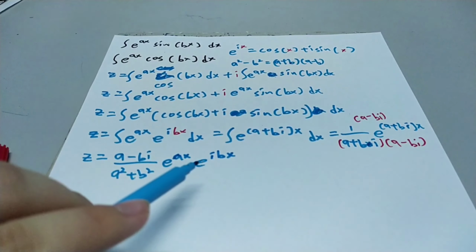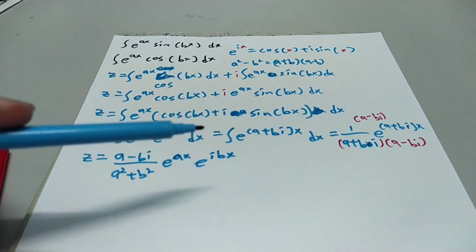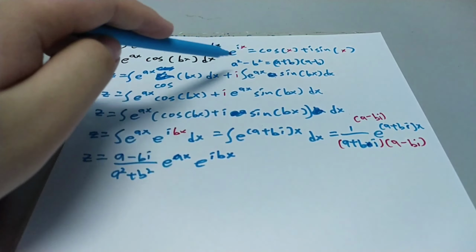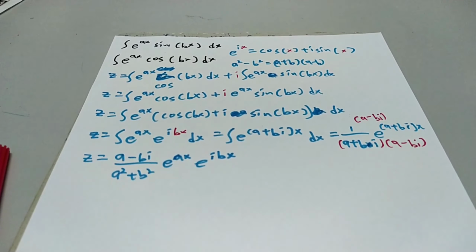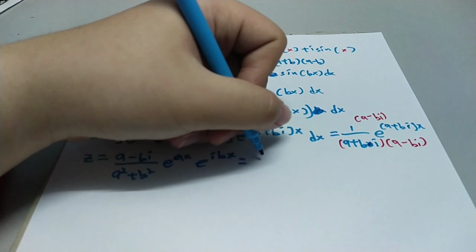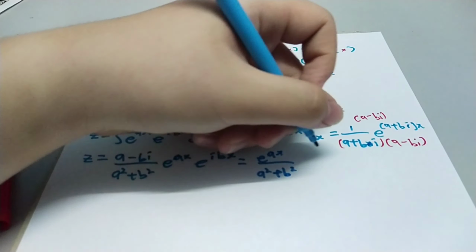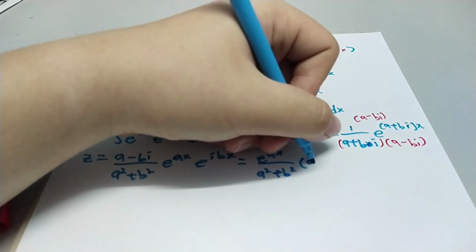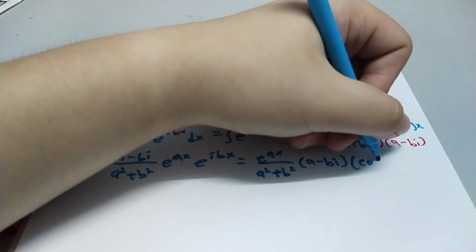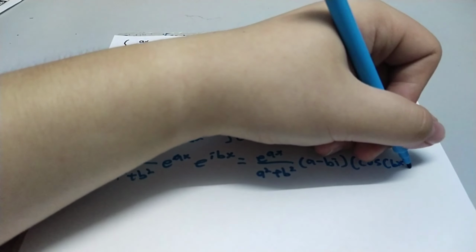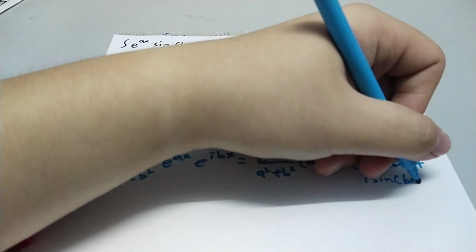That's because, now look at here, we already solved for z, so we can express it once again with this. So e to the power of ibx is going to be equal to e to the ax over a square plus b square times a minus bi times cosine of bx plus i times sine of bx.